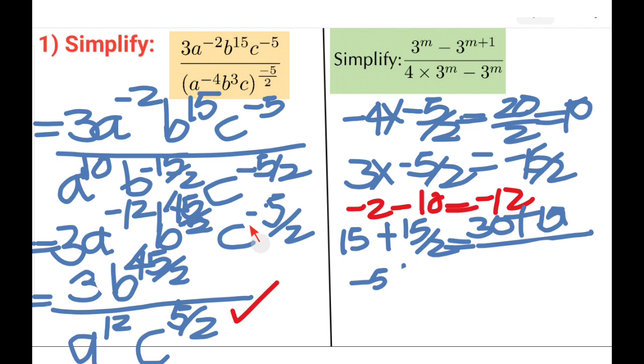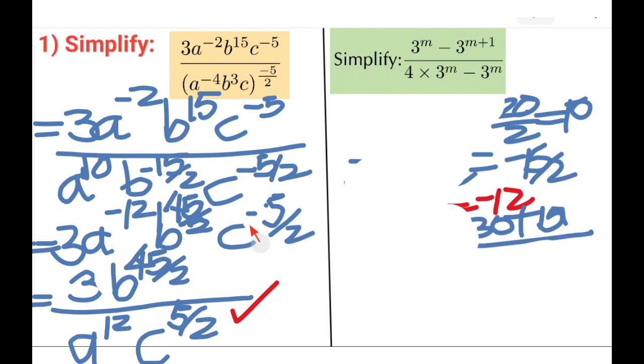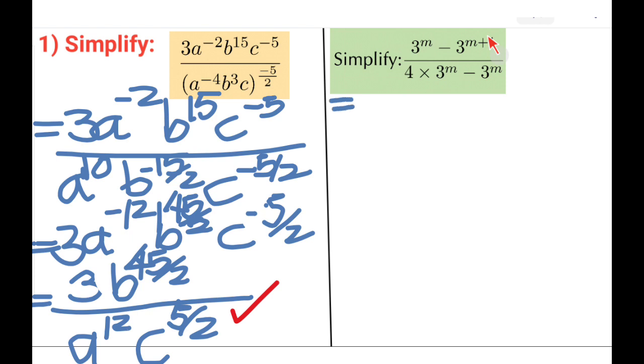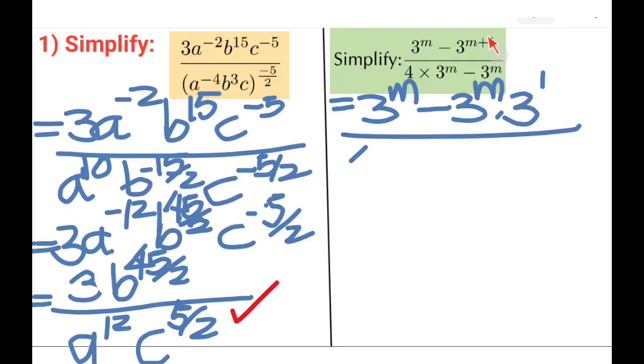Now for the second scenario, if you are given the question simplify, and the question comes like this. Step number 1, you break up all the exponents into individual powers. So that becomes 3 to the power of m times 3 to the power of 1, that's what this means there, 4 times 3 to the power of m minus 3 to the power of m.